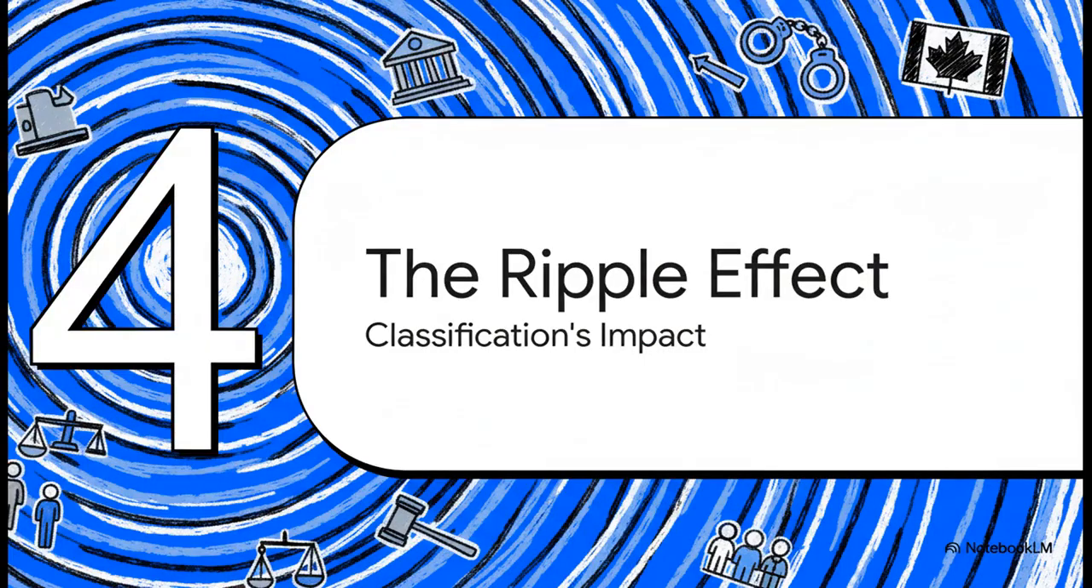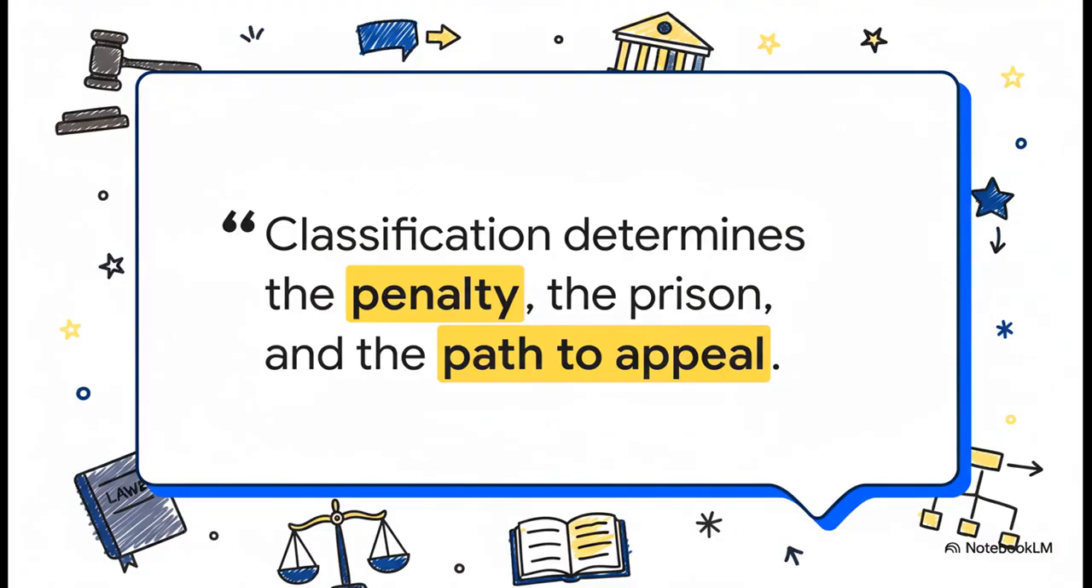You're probably starting to see it now, right? That first decision, that classification of the offense, it's not just some legal technicality. It creates a massive ripple effect that touches every single thing that happens after. It's true. The type of offense defines the sentencing range, it determines which prison you'd go to, and it even dictates your options for an appeal. It all flows from that one initial choice.